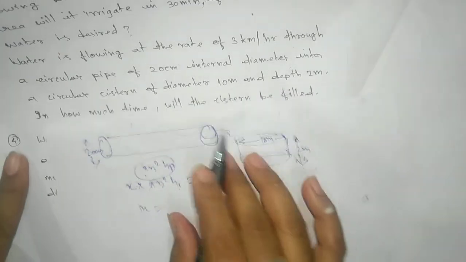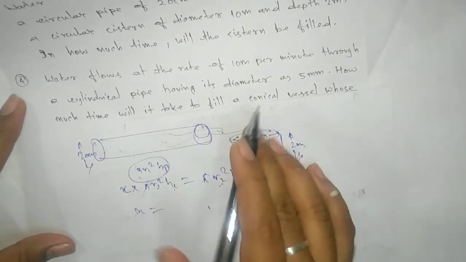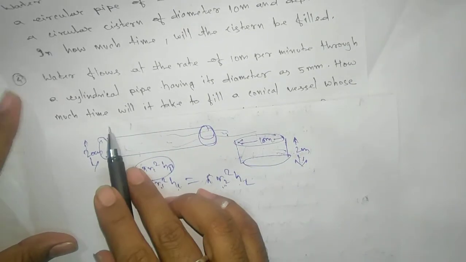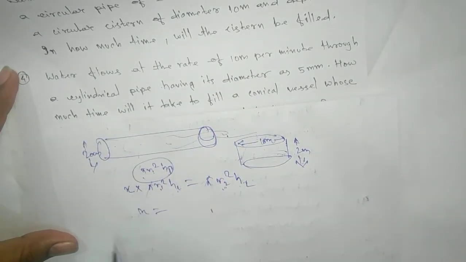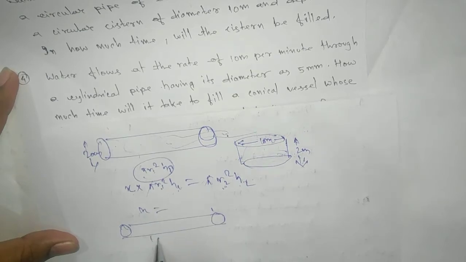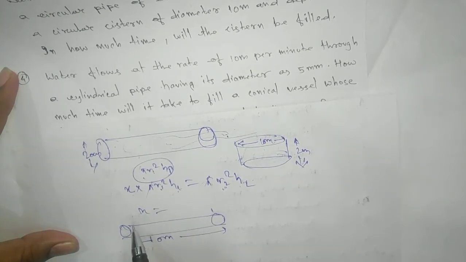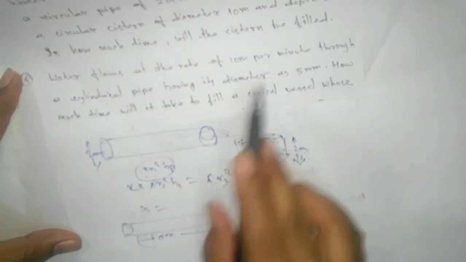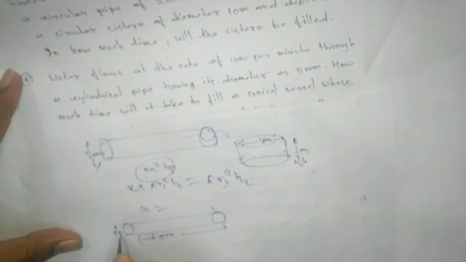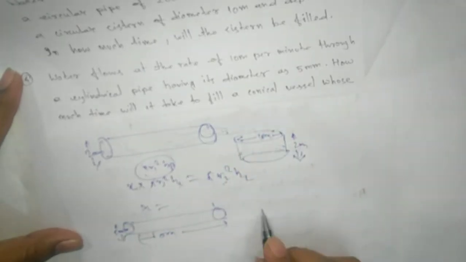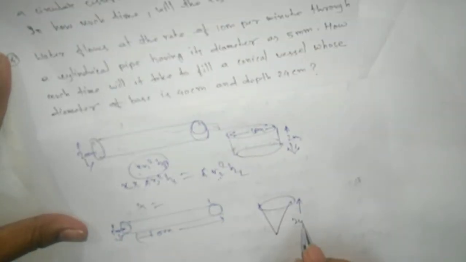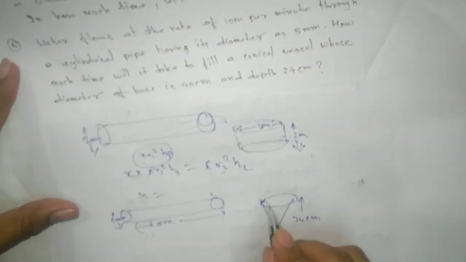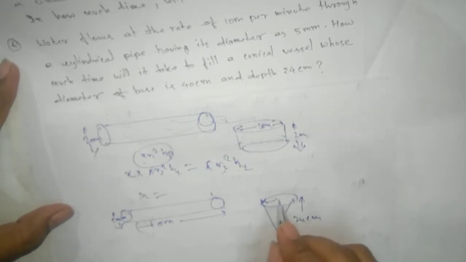Okay, similarly for the fourth one, same here, the only difference is that now the pipe will remain the same, the water flows at the rate of 10 meter. So they have given 10 meter, you take it as a pipe that is 10 meter, but in a minute, not an hour this time, and the diameter is 5 mm and it falls into the conical vessel. You take it in this shape and the depth has been given, that is 24 centimeter, and the diameter has been given, that is 40 centimeter.